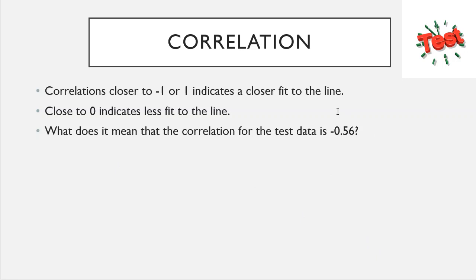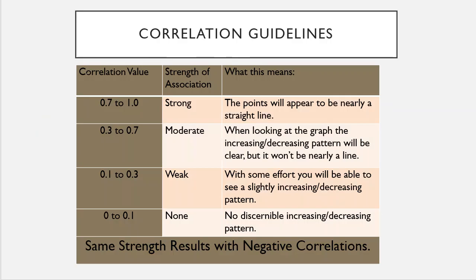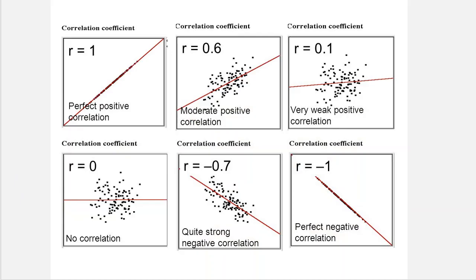Now, what is a 0.56, though? There are some general recommendations here. Between 0.7 and 1, that's pretty strong. 0.3 to 0.7 is moderate. 0.1 to 0.3 is weak, and 0 to 0.1 is basically no discernible pattern. So these are some nice guidelines.